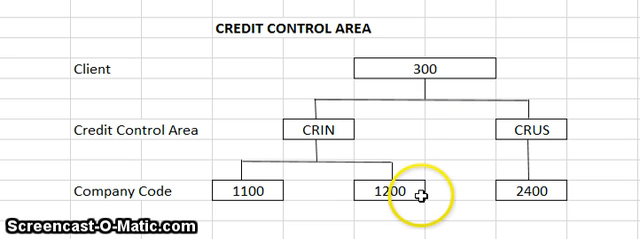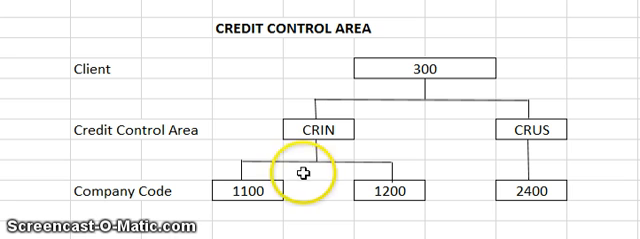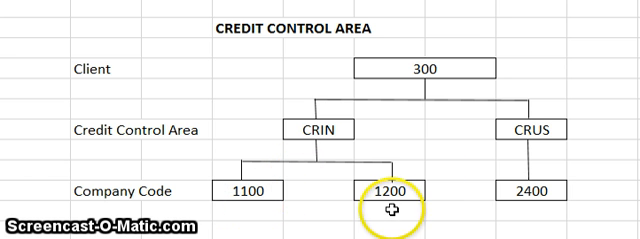And then you have three company codes. Two of those company codes will fall under the credit control area for India. So that would be company code 1100 and company code 1200 would fall under credit control area for India. And you have a third company code, which is company code 2400, and that falls under the credit control area for the US.